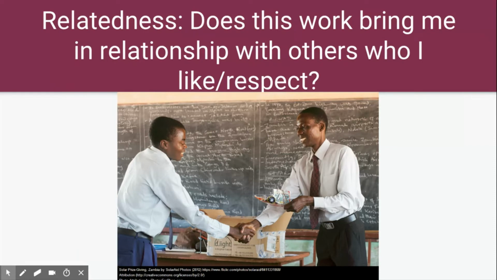Relatedness. This is another important part of self-determination theory. Does this work bring me in relationship with others who I like and respect, whether they be classmates or teachers? That's why it's important for teachers to get to know students. I know one of my ELL students wants to be a doctor, and every week she's developed a plan of things she wants to accomplish this week to further her on that. And we review that at the end of each week.